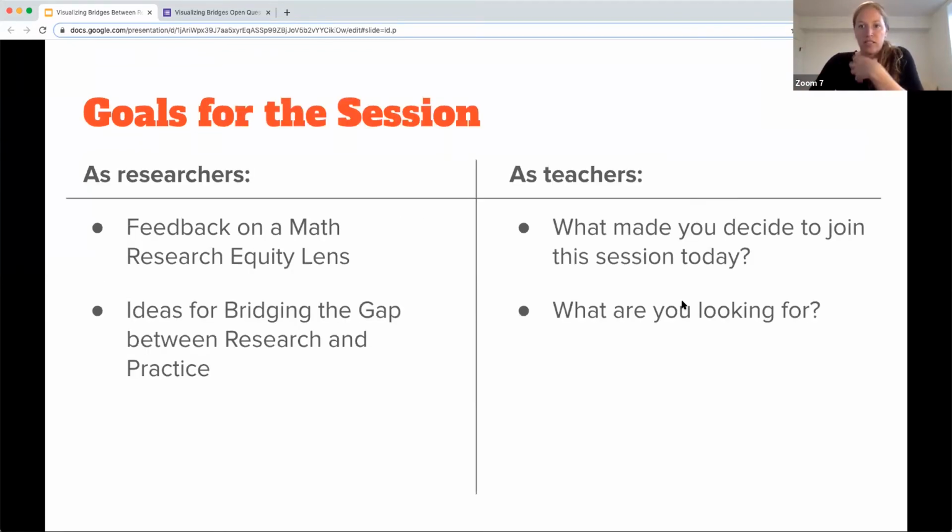Our goals for this session, and when I say our, I mean me and Dr. Fonger, are feedback on looking at mathematics research with this equity lens, and ideas for bridging the gap between research and practice. We have an interest in developing a partnership, so we're laying the groundwork and figuring out what that would look like, and what the best ways to put that together would be. So we're looking for feedback, and as such, feel free to provide your thoughts and commentary.